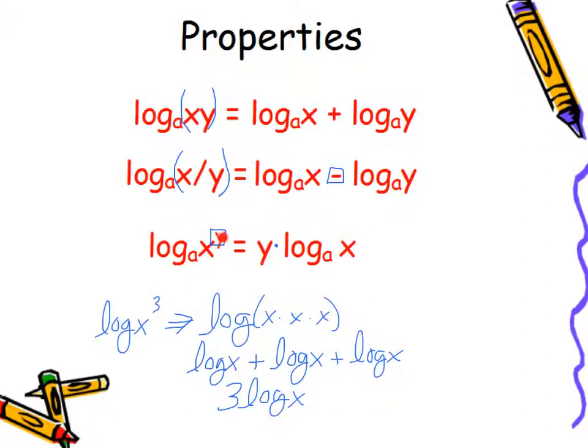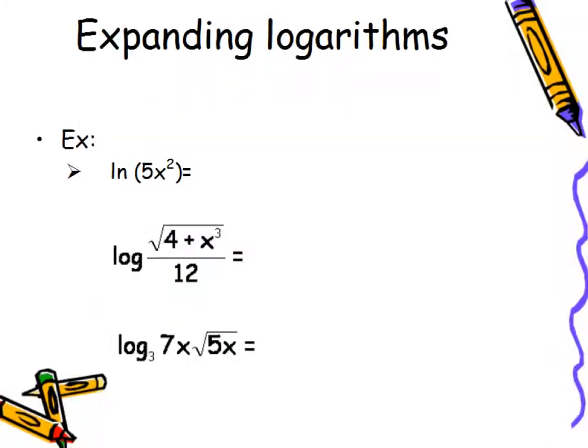Notice here, when my y was my exponent, I pulled it out in front, and that's why you see it out in front. That's what's going on here. When you cube that, you really end up using that first property, and you're ending up multiplying it by 3. So that's why we take those exponents and pull them out in front. Okay, so let's keep track of those 3 properties, and let's use them a little bit.